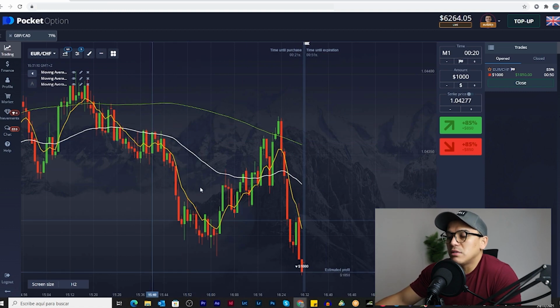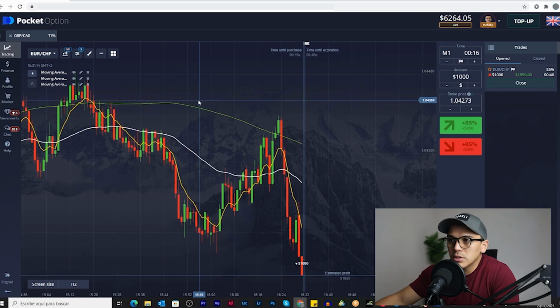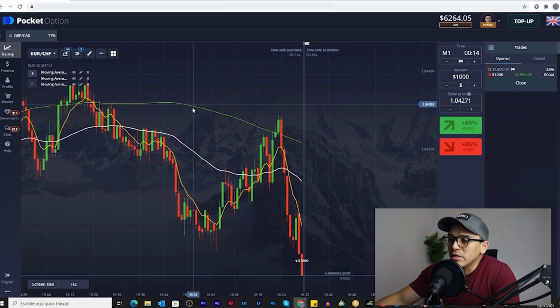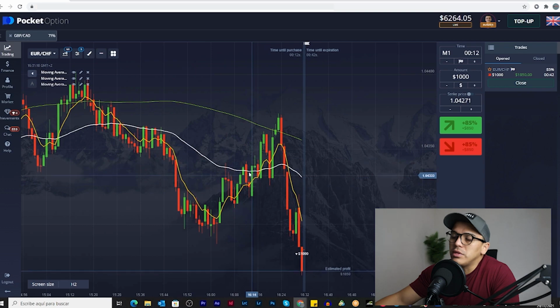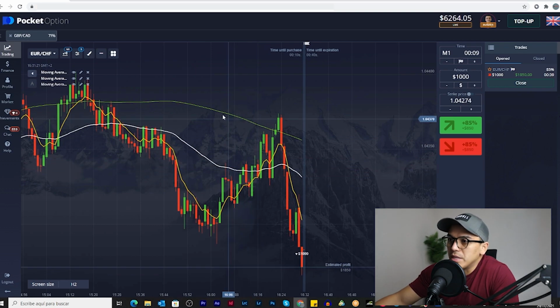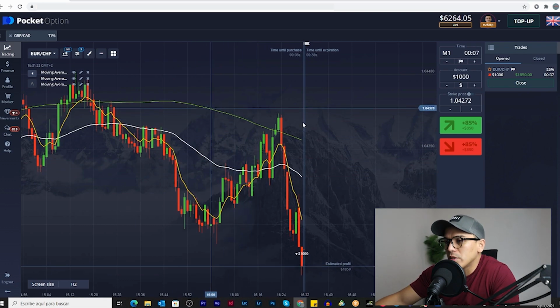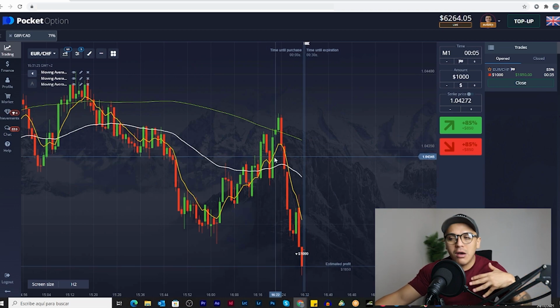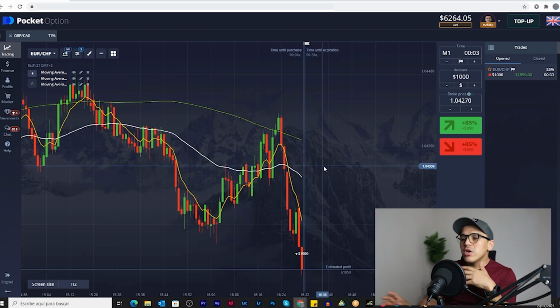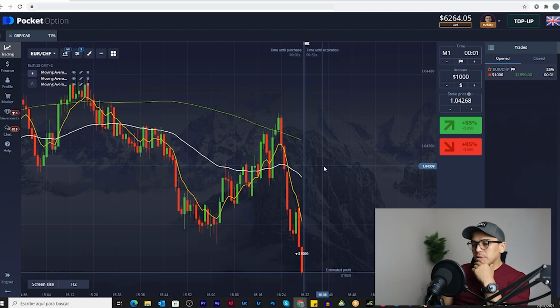How do we know it's a downtrend? Well, for that reason, we use the 200 moving average. When the chart and the second moving average are below the 200 moving average and cross it going down, like this example, we are going to trade for a put.